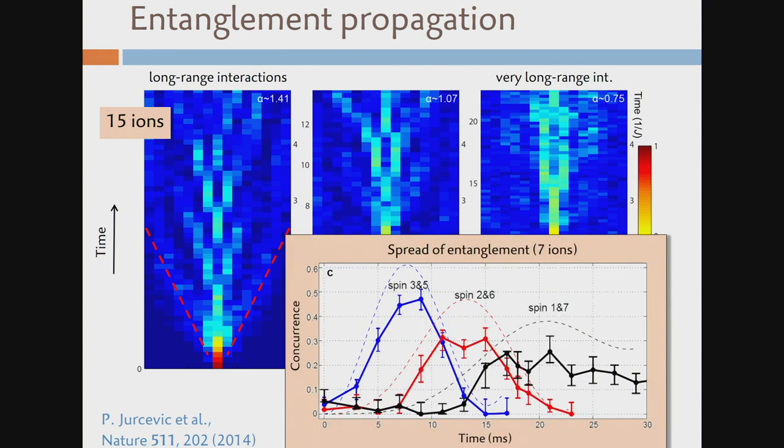And then you see also, if you look at not just spins flipping, but entanglement, how entanglement propagates along the system, such that at the beginning, for instance, spins 3 and 5 are completely unentangled, and then at some point, this entanglement wave comes through them, and then they get entangled, and then disentangled again, and so spins 2 and 6 and 1 and 7, they get entangled mutually at increasingly longer times. Yes?